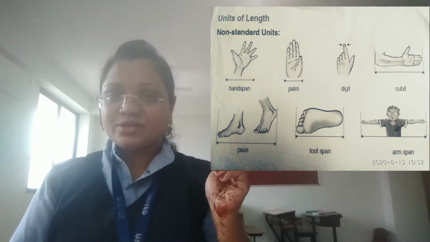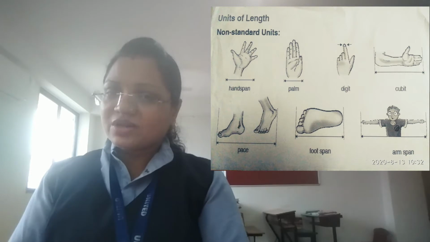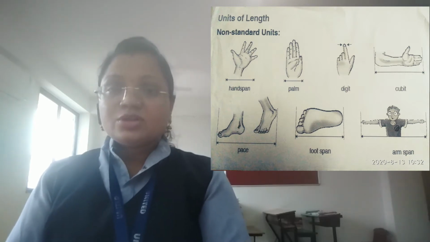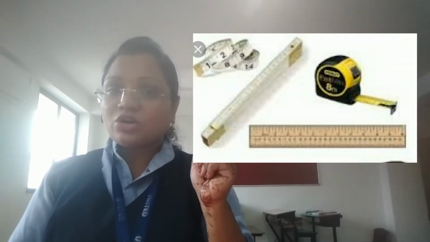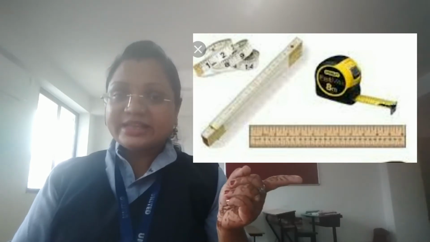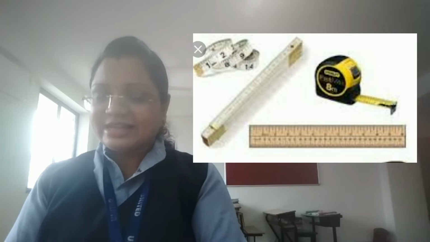Hello students, we are continuing our chapter number 4, Long and Short. In the last video, we learned about the non-standard units. You remember it? Let us see. So these are the non-standard units, but they cannot give us the accurate measure. So nowadays, for the accurate measure, we can use a ruler or scale, or a measuring tape. So these are the objects that we can use to measure the length.